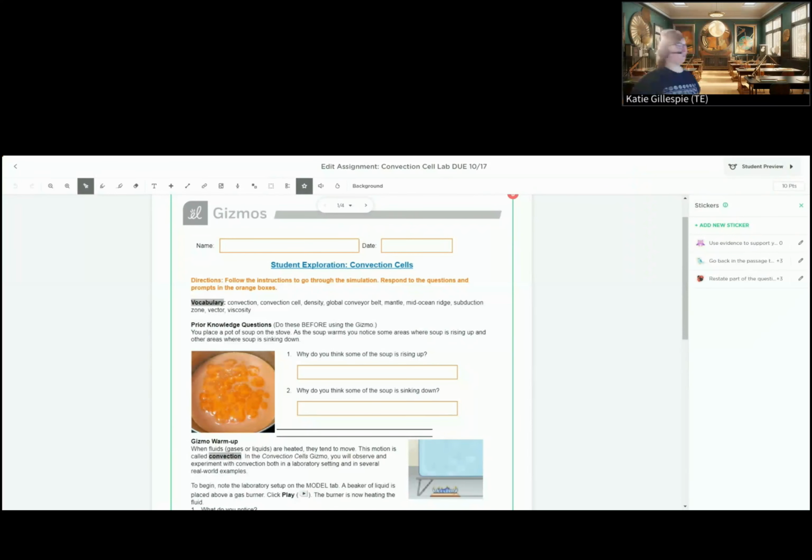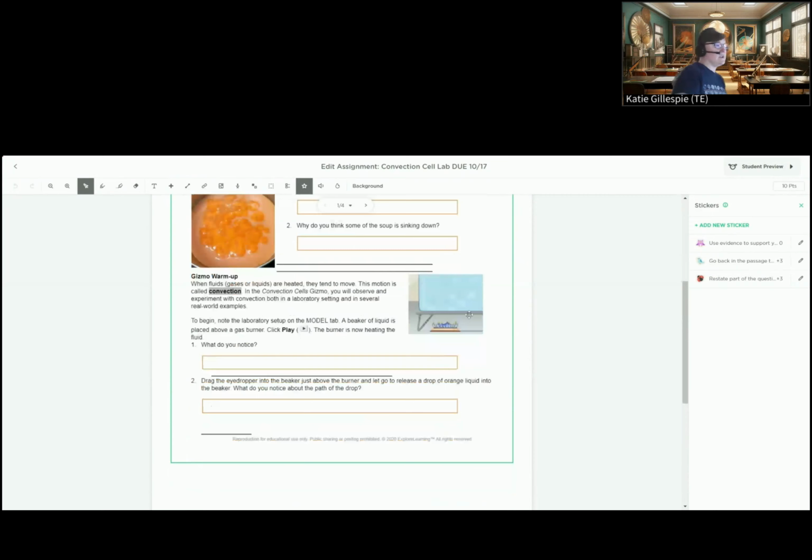Prior knowledge. If you read the prior knowledge question there, there's a pot of soup on the stove, the soup warms, and you notice some areas rising where others are falling. Why do you think some of the soup is rising? If you can remember back to talking about the mantle, why does it rise? Heat rises, cool falls, right? And so, counter to that, why do you think some of the soup is sinking down? Getting down towards the warm up. Again, they're graded on a large scale, as in, did you do it or not? Because it's opinion based, and so there's not one answer. All of our answers may be a little different.